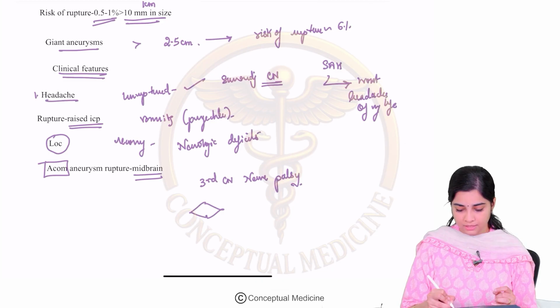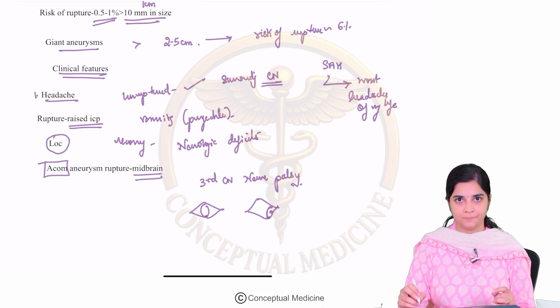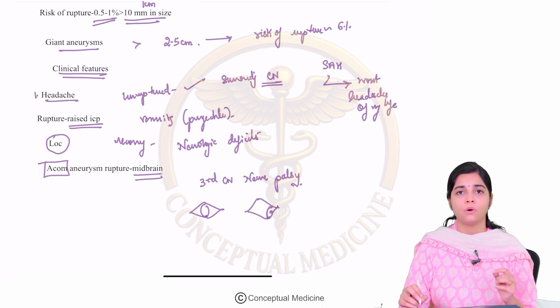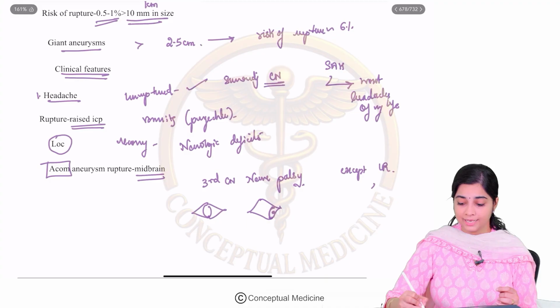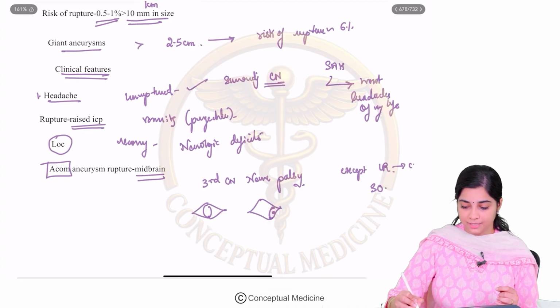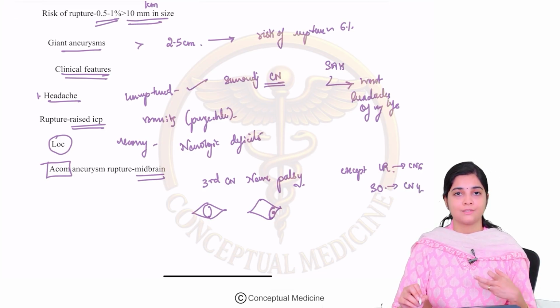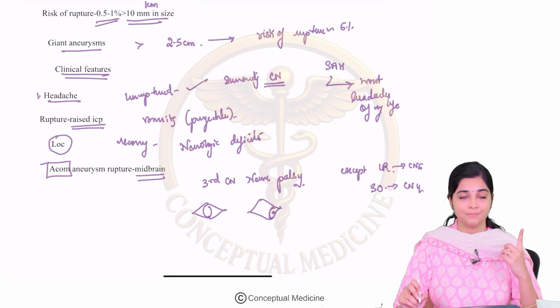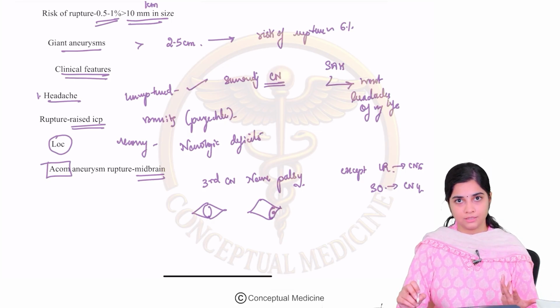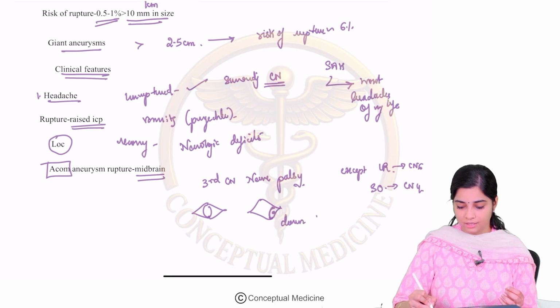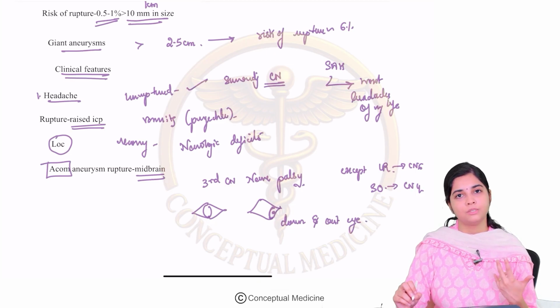So, how will the eye be in an ACOM aneurysm? You have a down and out eye, because the third cranial nerve supplies all the extraocular muscles except the lateral rectus and the superior oblique. Lateral rectus is supplied by cranial nerve 6, superior oblique is supplied by cranial nerve 4, right? So, when the lateral rectus and superior oblique act, the eye becomes abducted and depressed, because all the other muscles are damaged, since the third cranial nerve is damaged. So, this is what we call a down and out eye.